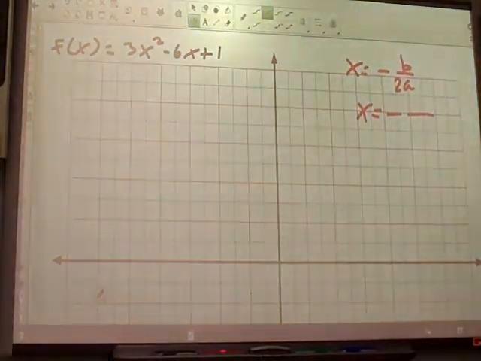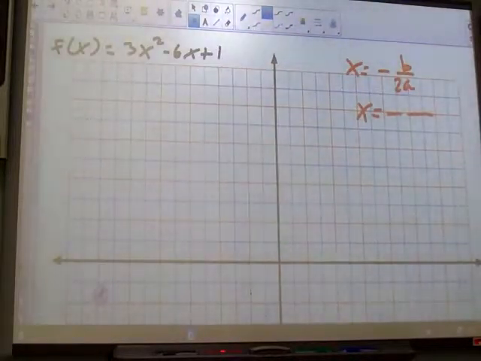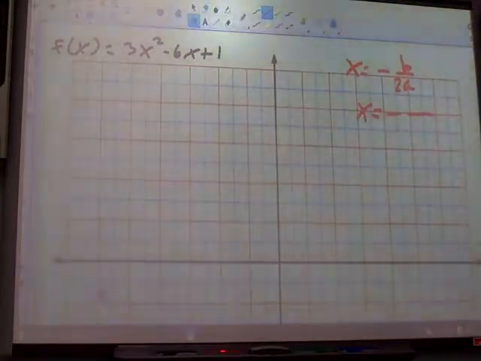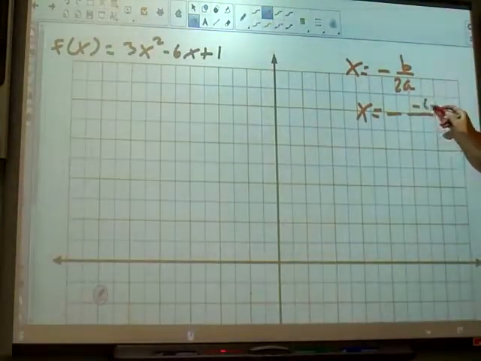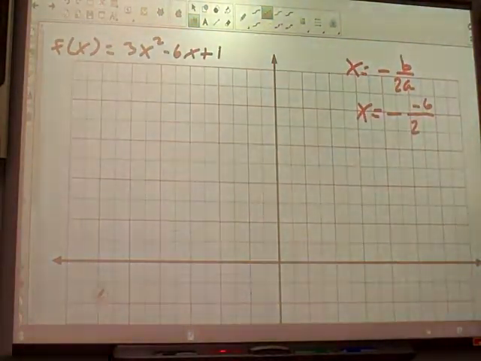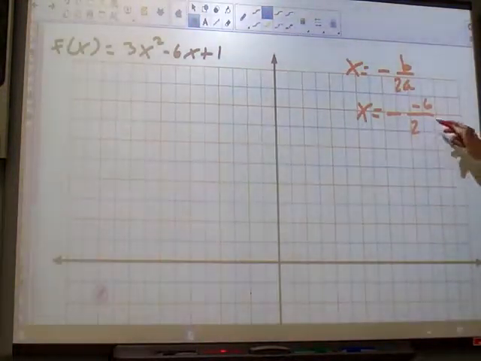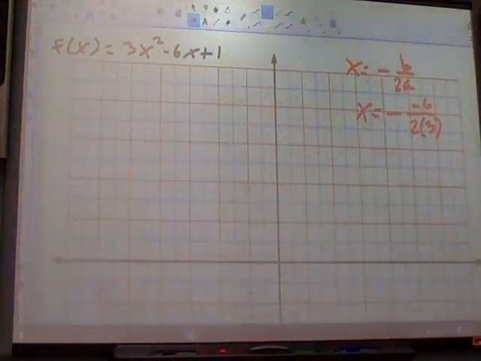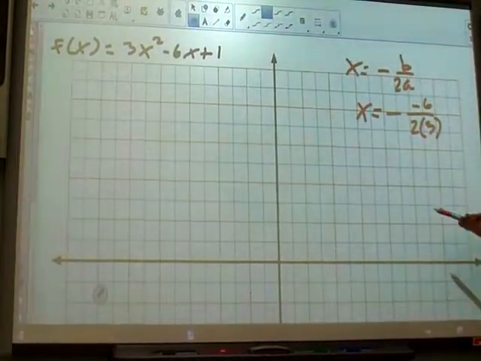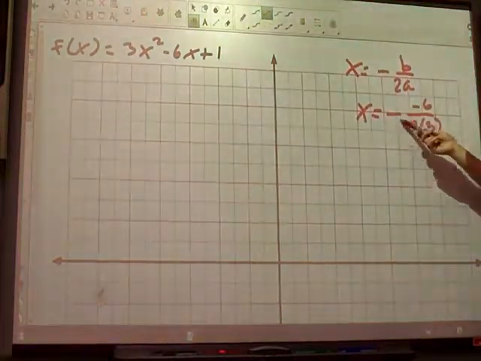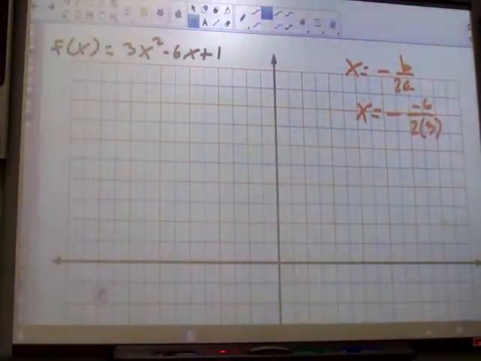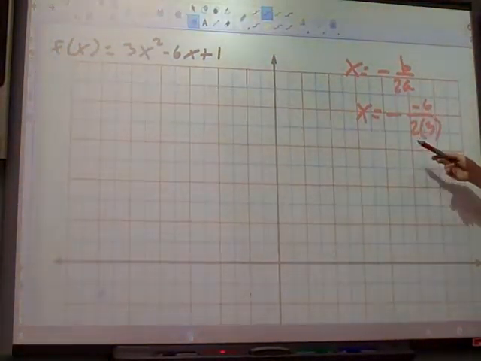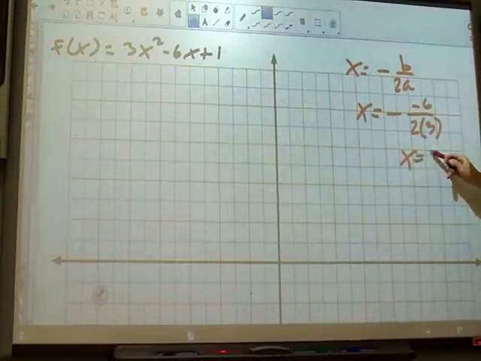What's my b? Negative 6, right? If it's got a minus sign in front of it, you have to take that negative. So I got a negative 6. What's my a? 3. So I got 2 times 3. It's always 2 times a every time. Make sure you got that shortcut written down. Now what's going to happen here with my negative and negative? Negative by negative is a positive, so I don't even have to worry about that anymore. So won't this just be 6 divided by 6? Yeah. So you know your axis of symmetry.